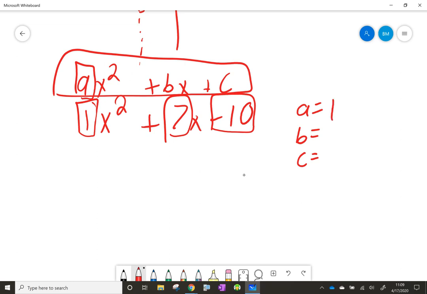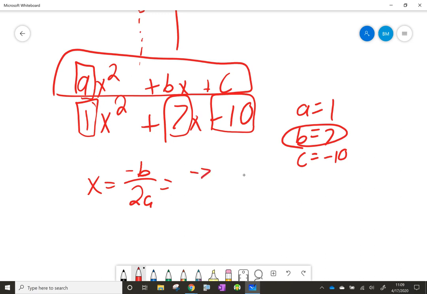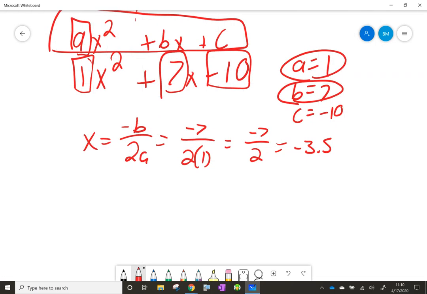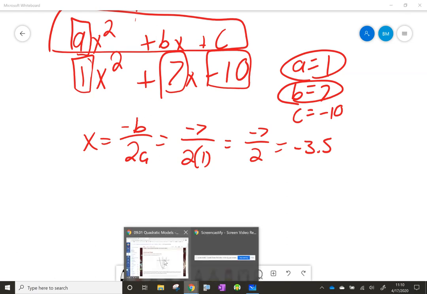So since our a value is 1, our b value is 7, and the c value is -10. If I wanted to find the axis of symmetry, remember the formula -b over 2a, well, -b would be -7, and 2 times a being 1 means that this would come out to -7 over 2, which as a decimal could be -3.5. Okay. So again, it's just a simple formula plugging in the numbers. Now let's talk about domain and range.